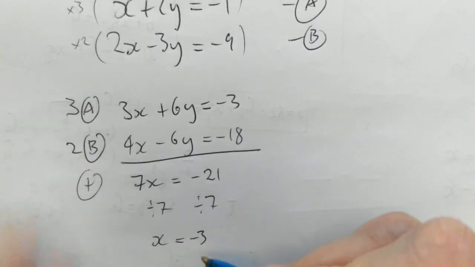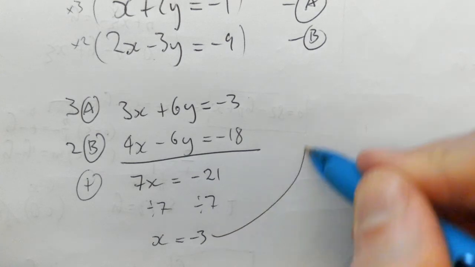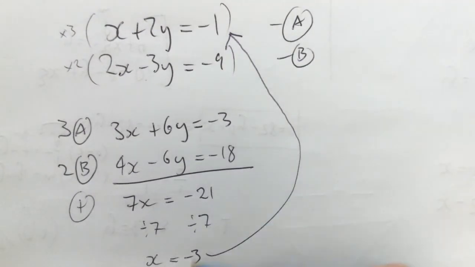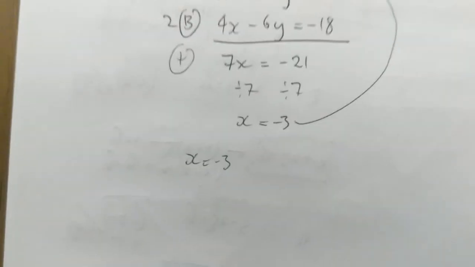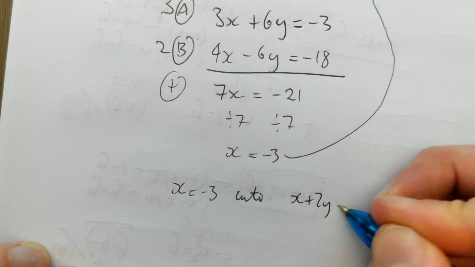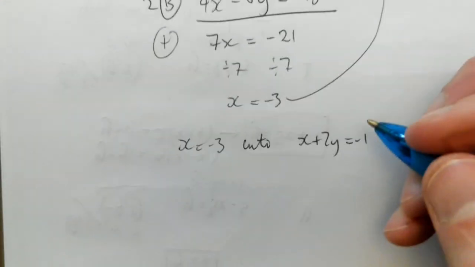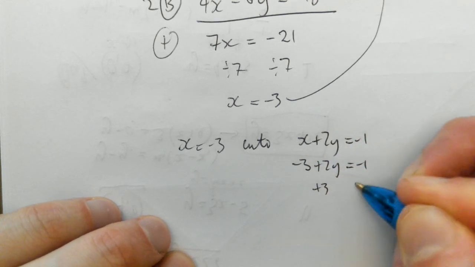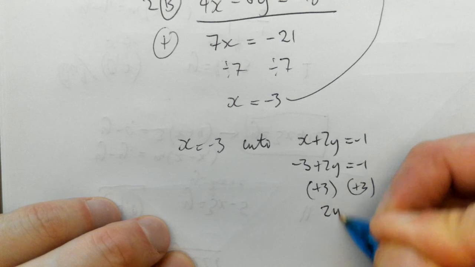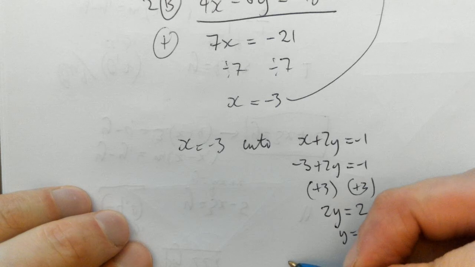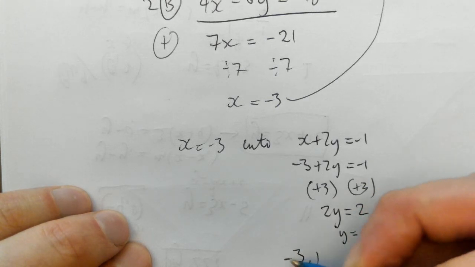x equals minus 3. Okay, sub x equals minus 3 into one of these. I'm going to put it into A. It doesn't matter which one you put it into. So x equals minus 3 into here. A is x plus 2y is equal to minus 1. So minus 3 plus 2y is equal to minus 1. Add 3 to both sides. We're solving it now. 2y is equal to 2. y is equal to 1.